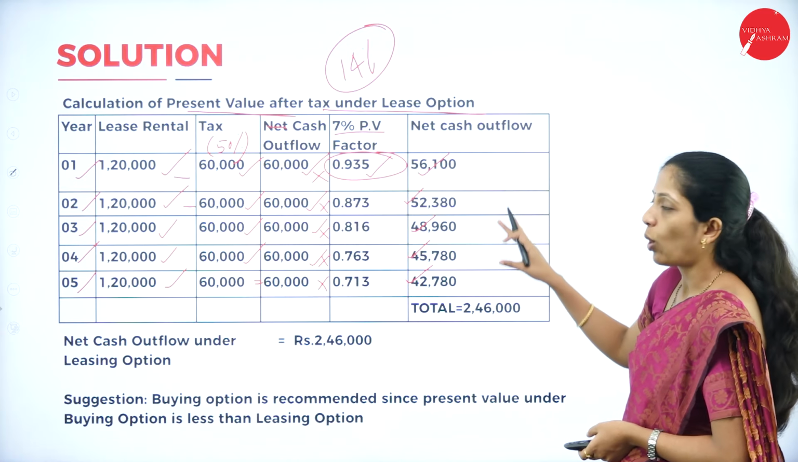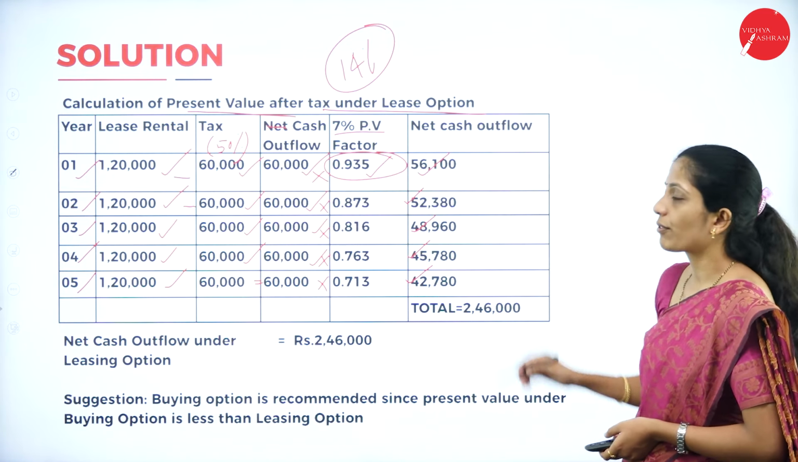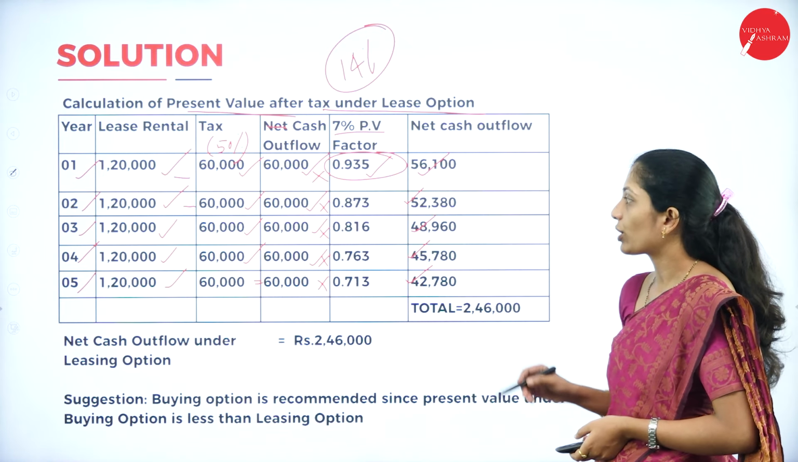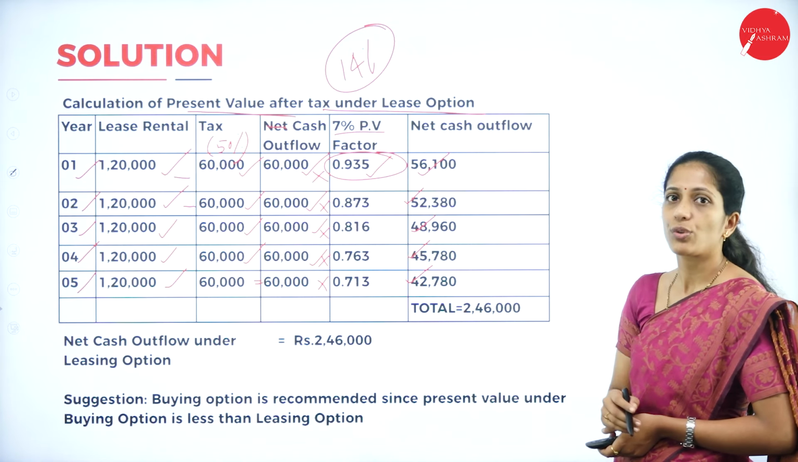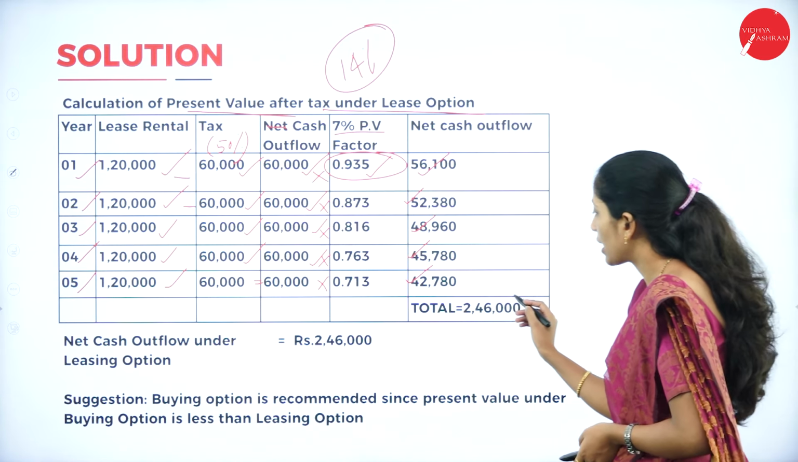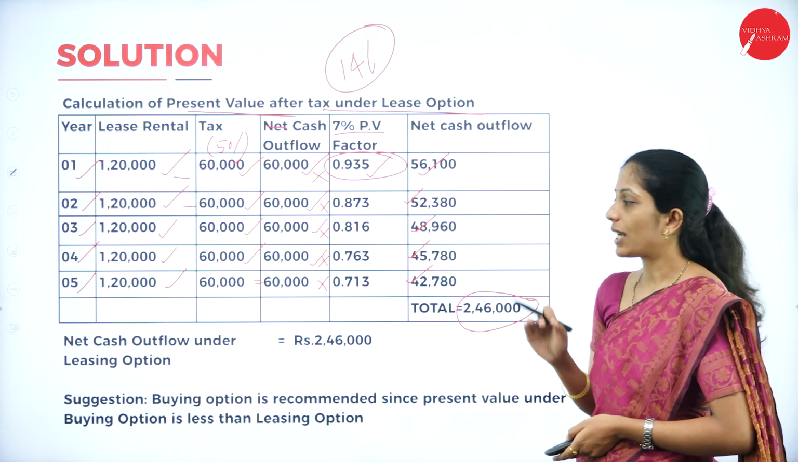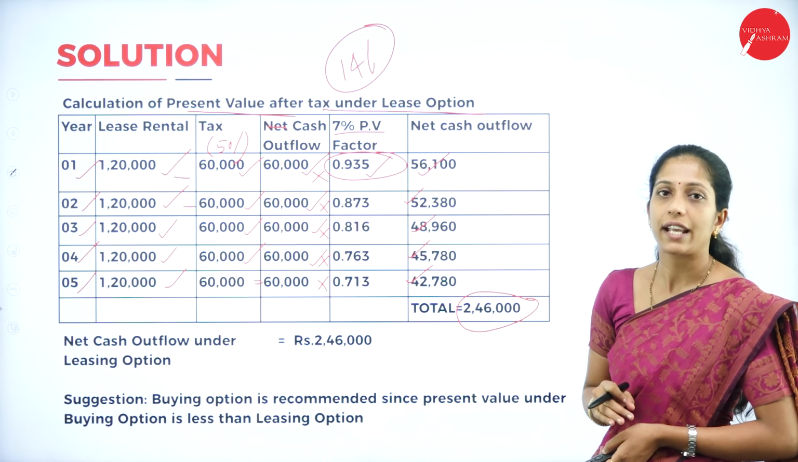Now in order to get the total net cash outflow, we have to add all these: 56,100 plus 52,380 plus 48,960 plus 45,780 plus 42,780. So we'll get 2,46,000.